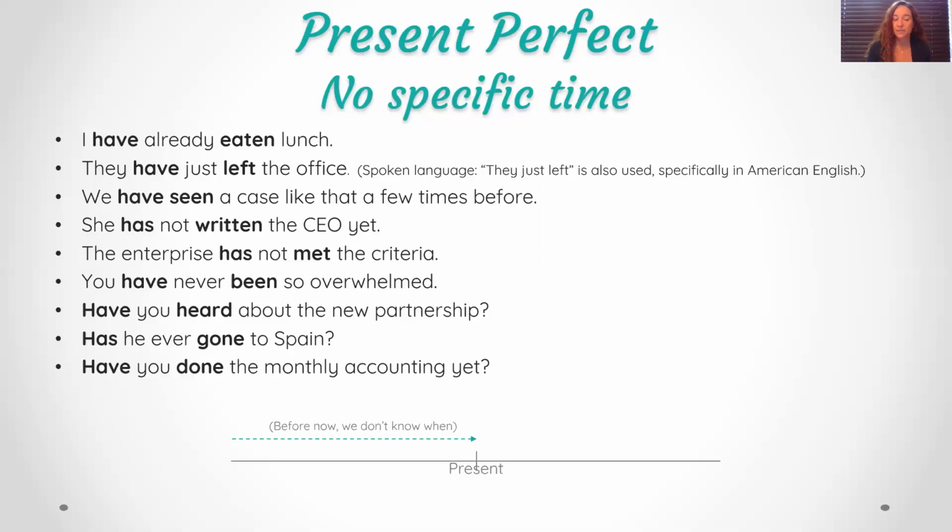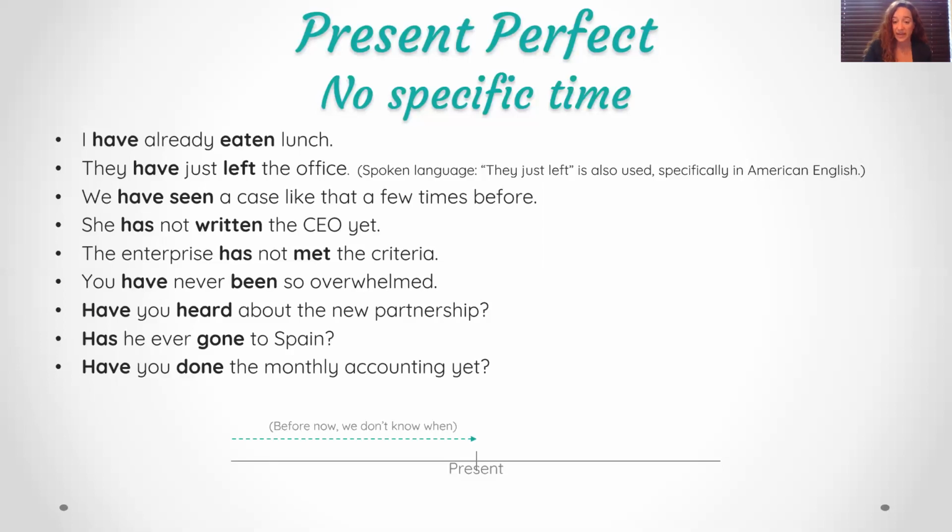The enterprise has not met the criteria. Before now, we don't know when. You have never been so overwhelmed. And now in questions, have you heard about the new partnership? So have you heard about that before now? So my question is not related to the time. I'm just interested if you have heard about that.